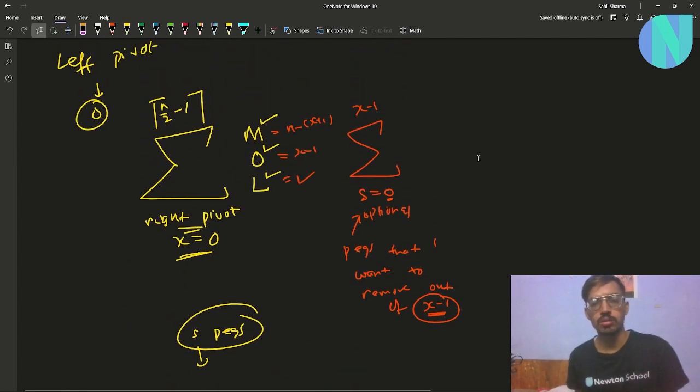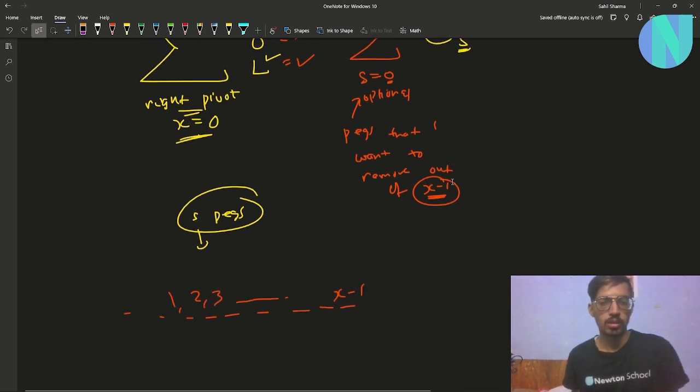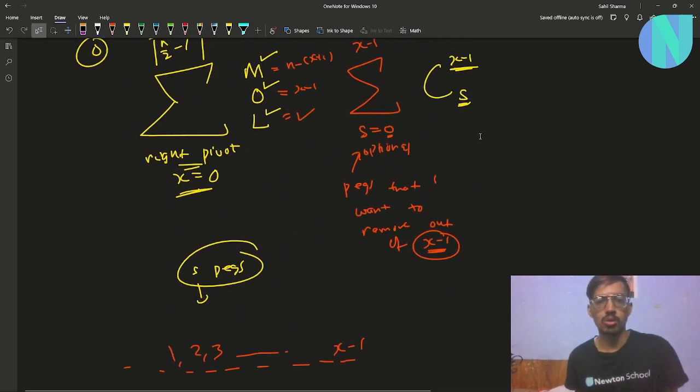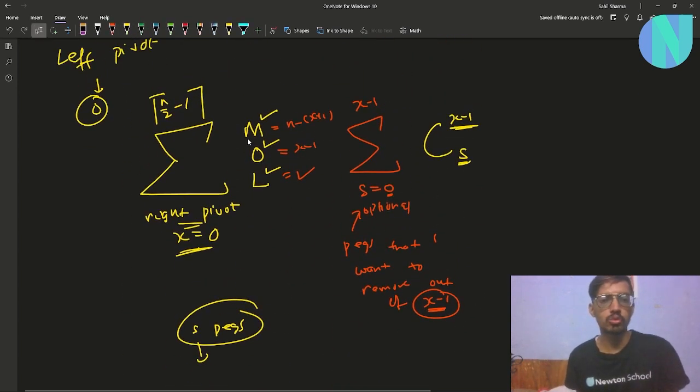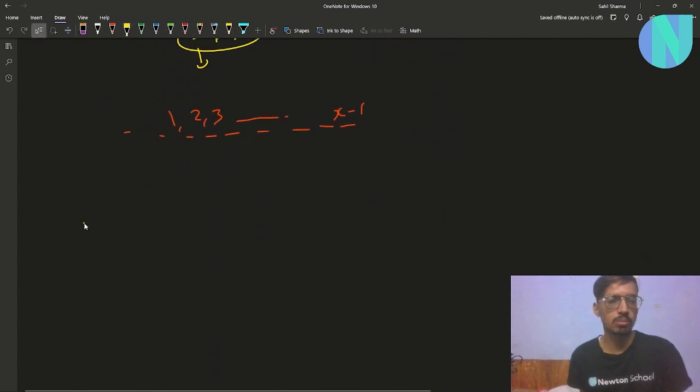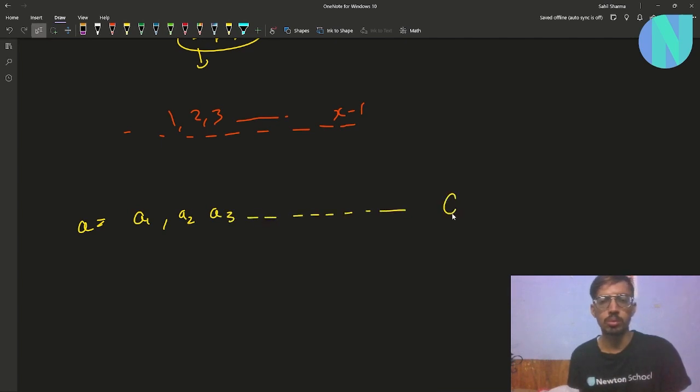to remove, right? So here I will write NCR, or you can say choose x minus 1 and here s, right? Choose s pegs out of x minus 1. So when you have chosen s pegs out of x minus 1, and we also have to remove these m pegs, right? So your array A will look something like this. Your array A will be A1, A2, A3, so on up to A of m plus s, right? These are the pegs that you must remove, and these are the optional pegs that you are removing.